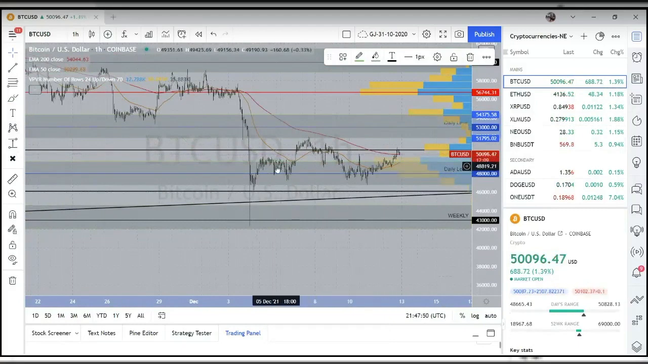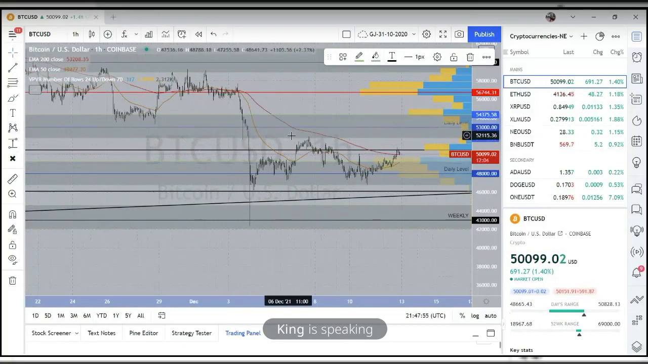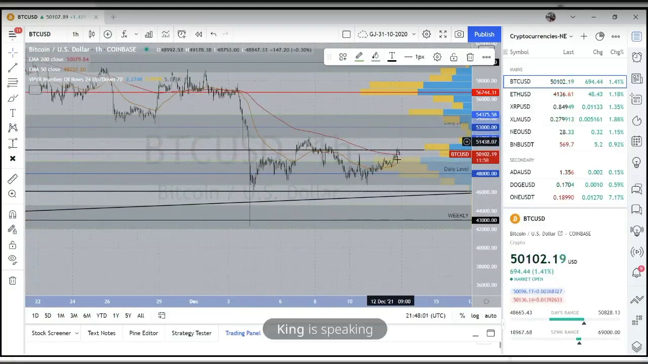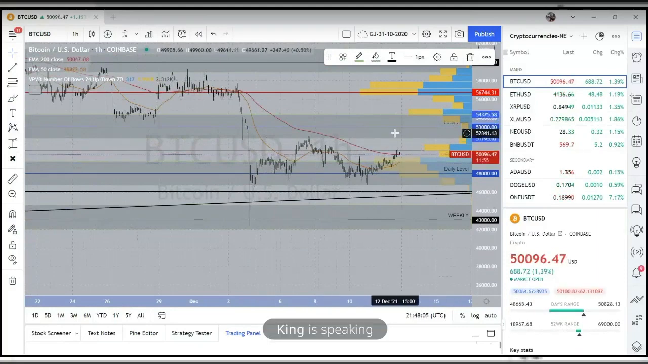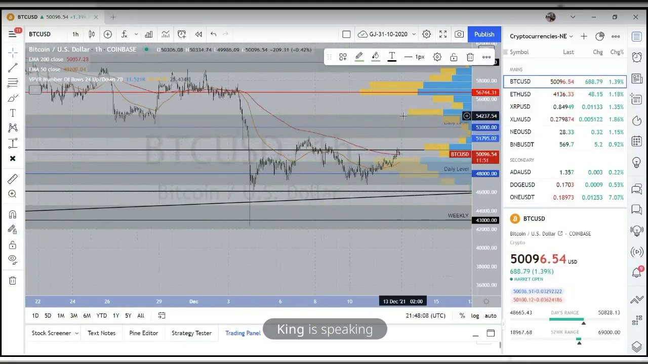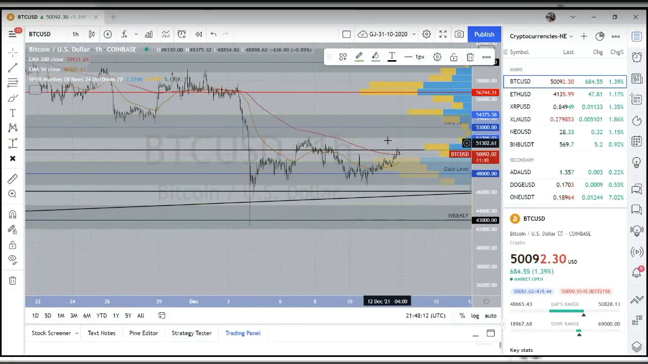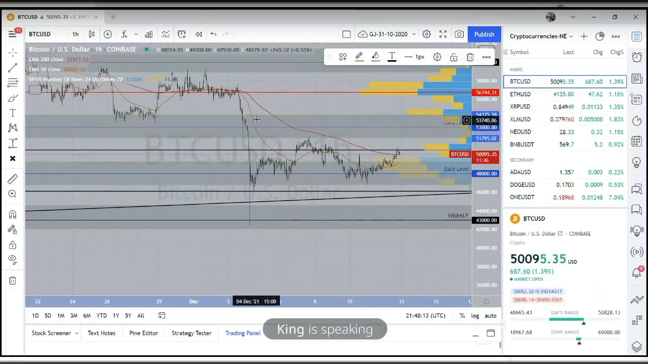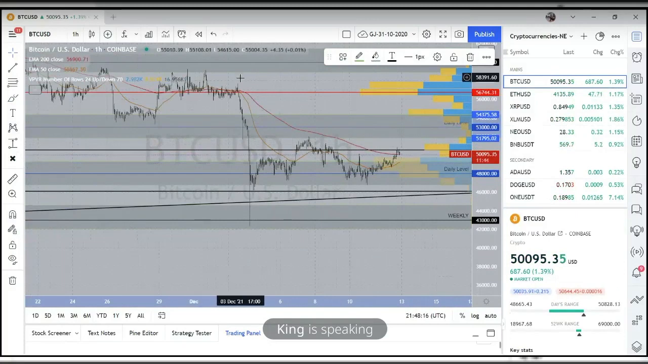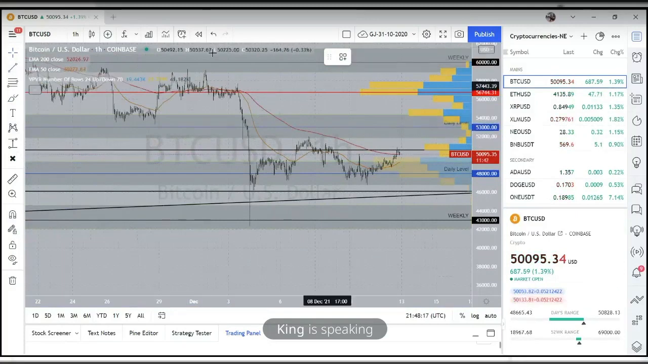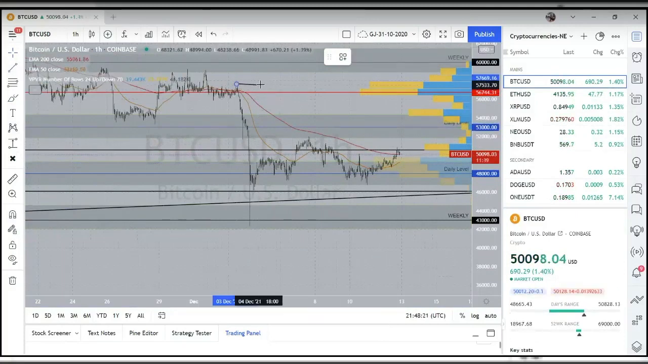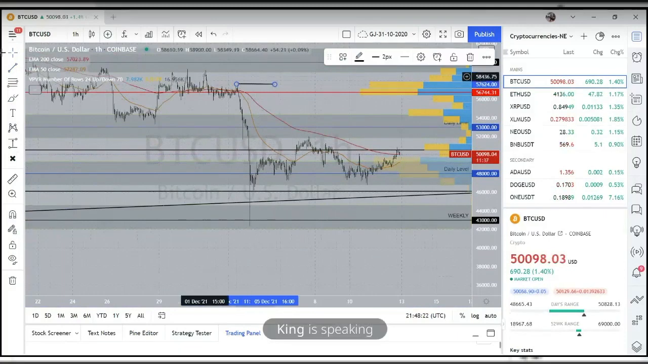We have 48k holding. We've got these highs that need to be taken, 53k. If we're looking at price staying above the 200 EMA, that could take us up into the 53Ks, and start looking at taking these highs around here, trading around this support level.